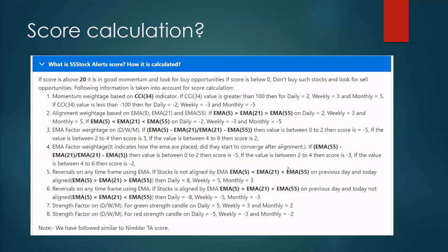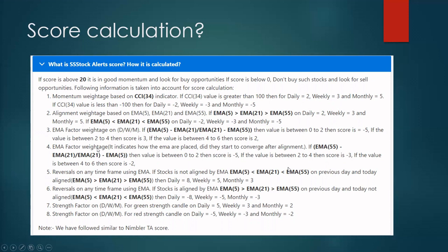How is the score calculated in SS Stock Alerts? Basically, we are taking 3 time frames to calculate the score: daily, weekly, and monthly. If a stock performs on daily, we'll be giving 2 points, and if it performs weekly, we'll be giving 3 points. If it performs well for monthly, we'll be giving 5 points. That's how the score is calculated, and there are multiple factors here. You can see all these points in our SS Stock Alerts tutorial.